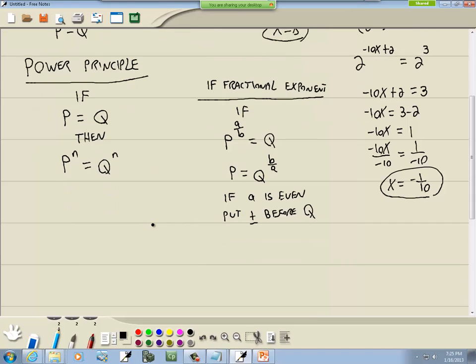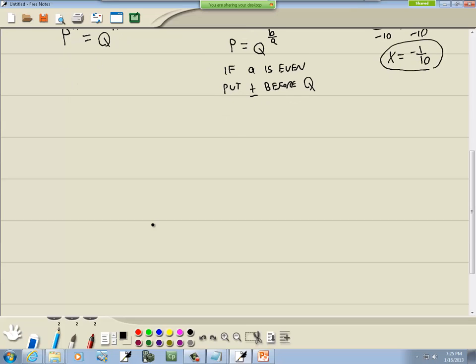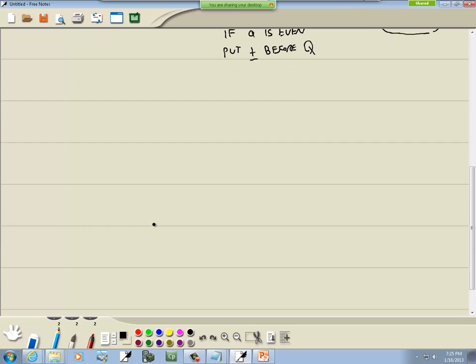Now when you raise both sides to a power, you have to check your answers. You'll get the right answers, but sometimes you also get false answers.